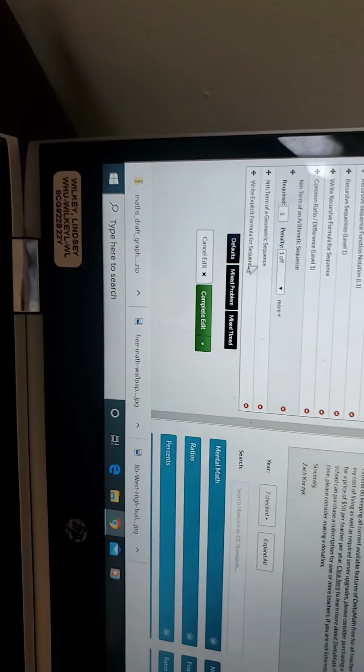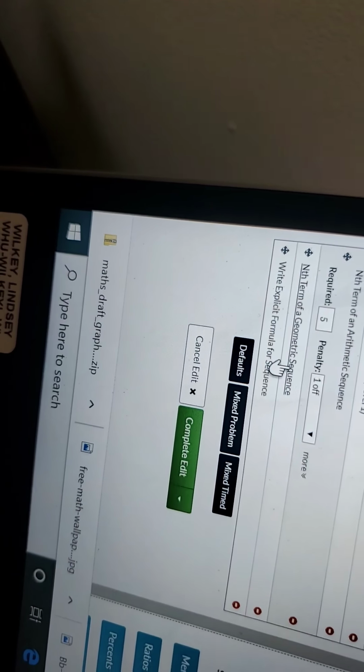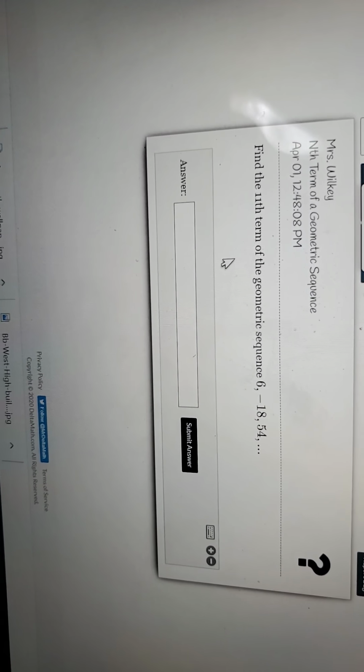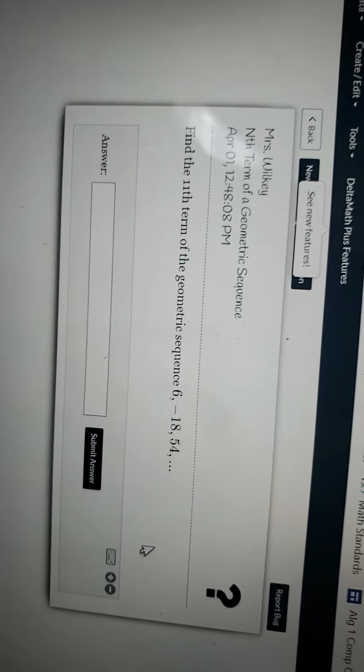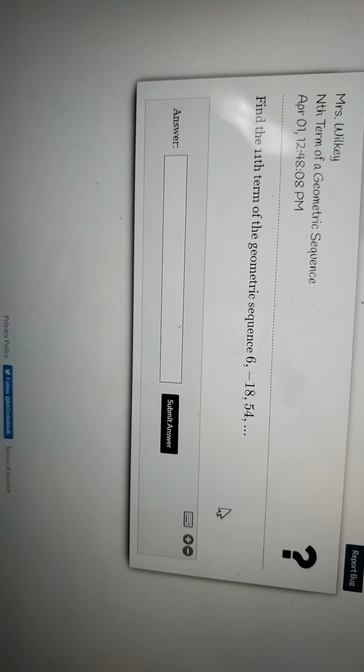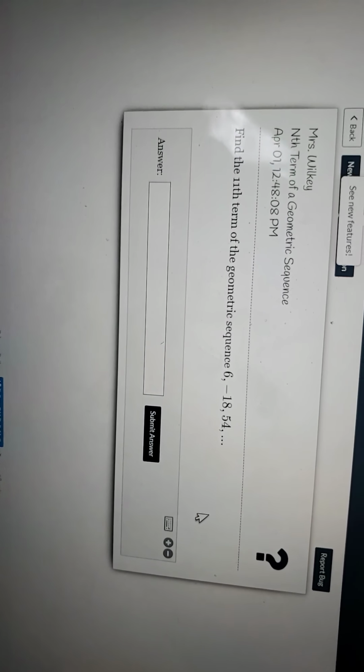All right, we are getting there. We are almost done. All right, nth term of a geometric sequence. That's the one that we're on. Find the 11th term of the geometric sequence. So it's telling us that it's geometric, so I'm going to use my blue marker since I wrote geometric in blue. Here's our sequence. It's 6, negative 18, 54, dot, dot, dot.